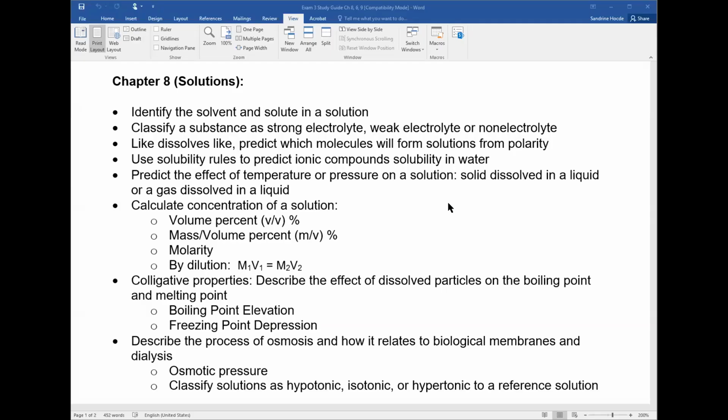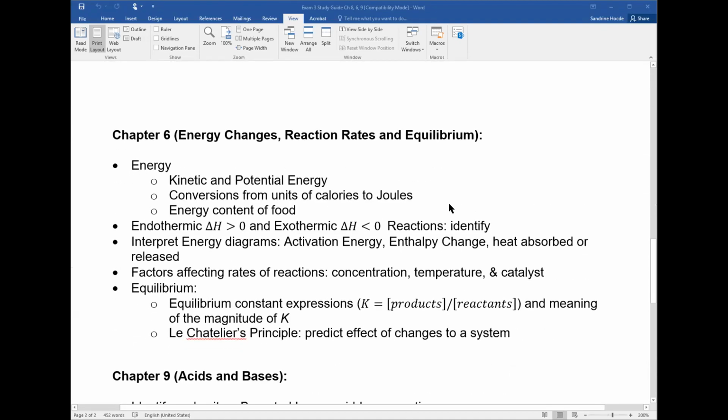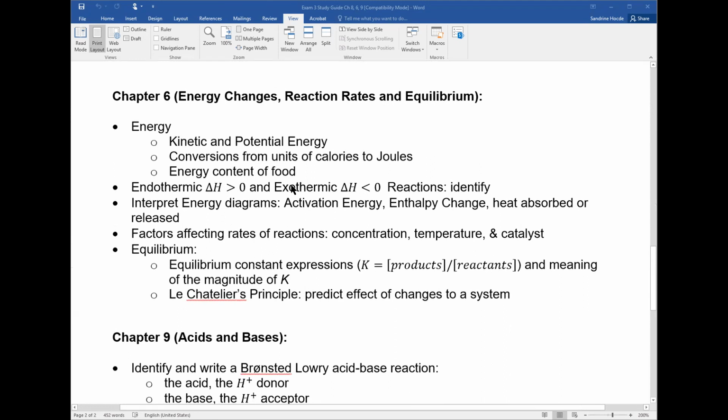So that is all for chapter 8. So next in the study guide, it's chapter 6. Chapter 6 is on energy changes, reaction rates, and equilibriums. So first, you need to know the difference between kinetic and potential energy.